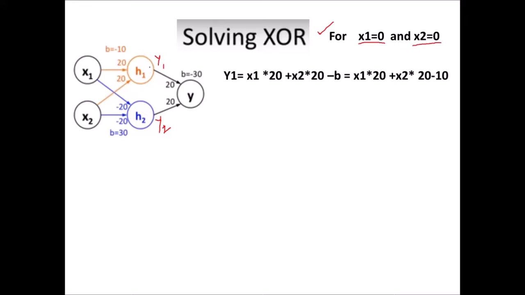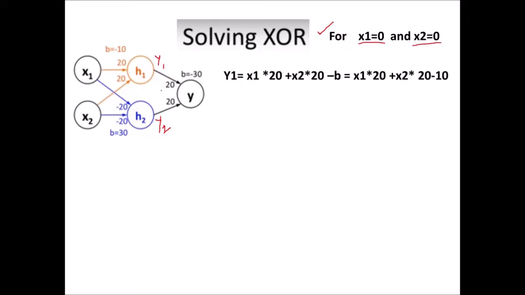Here an activation function is also used, so the output at this node should pass through the activation function. We'll assume a simple activation function, a step function. As you know, if the output is equal to or greater than 0, then the output of this activation function will be logic 1. If the output at this node is less than 0, then the output of the activation function will be 0.